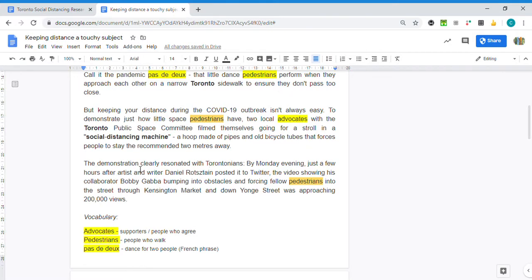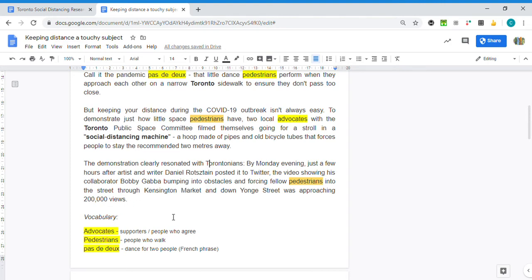"The demonstration clearly resonated with Torontonians. By Monday evening, just a few hours after artist and writer Daniel Ratzian posted it on Twitter, the video showing his collaborator Bobby Gaba bumping into obstacles and forcing fellow pedestrians into the street through Kensington Market and down Yonge Street was approaching 200,000 views."